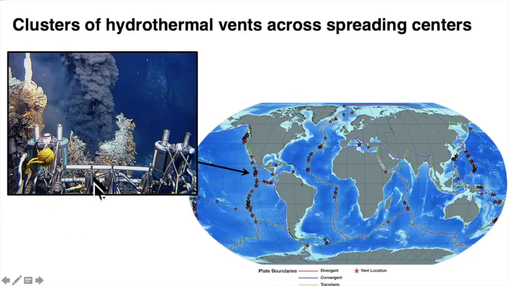A number of these events look like the black smoker shown here, where this hot metal-rich water comes shooting out of these holes in the ground. Because it's metal-rich, it turns this black color.